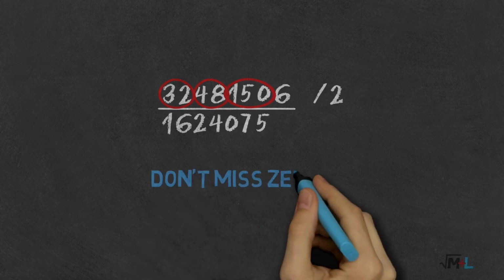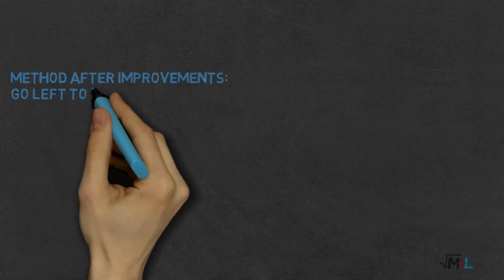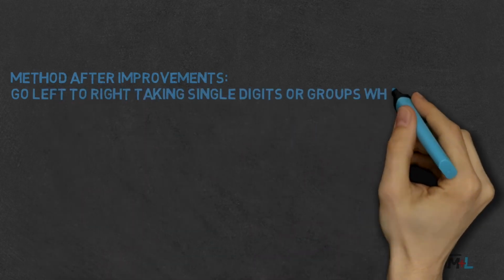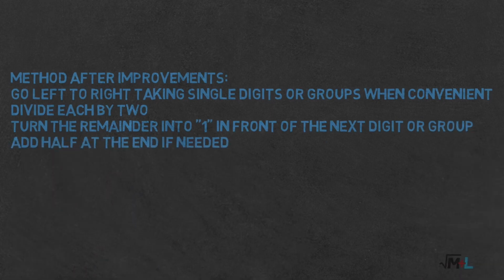When grouping, don't miss the zeros in the middle. 150 by 2 is 75, but you have to remember it as 075. You are more likely to make this mistake when calculating in your memory, obviously, and this can only happen when dividing numbers starting with 1. So summing up, this is how the method looks after improvements. Go left to right, taking single digits or groups when convenient. Divide them by 2. Turn the remainder into 1 in front of the next digit or group. Add half at the end if needed.